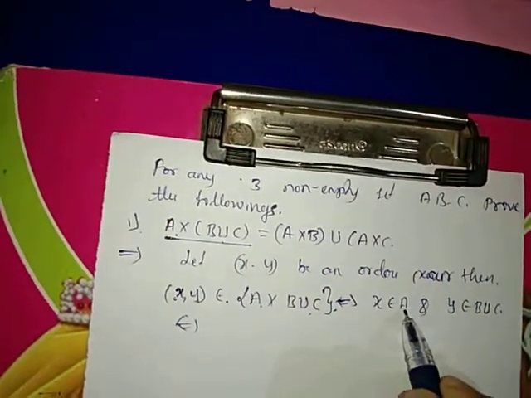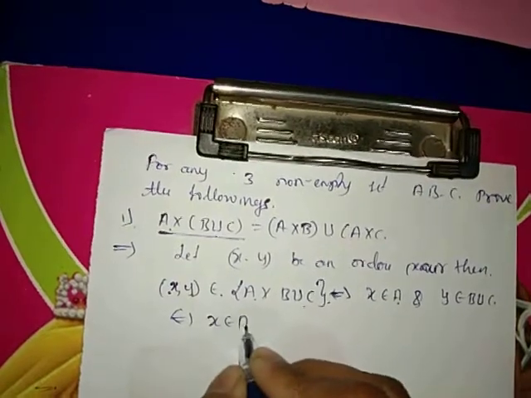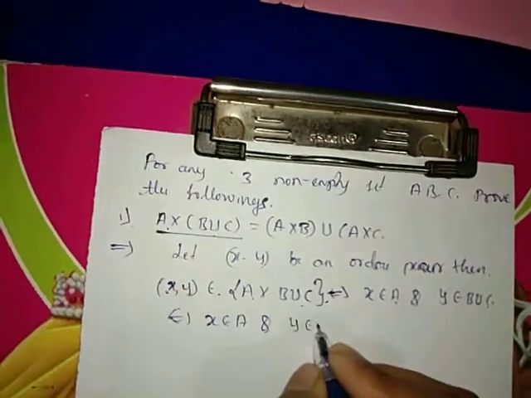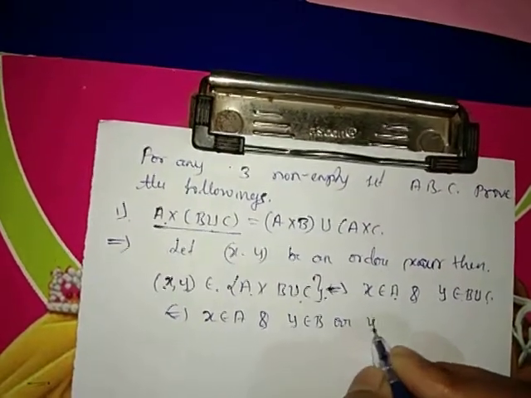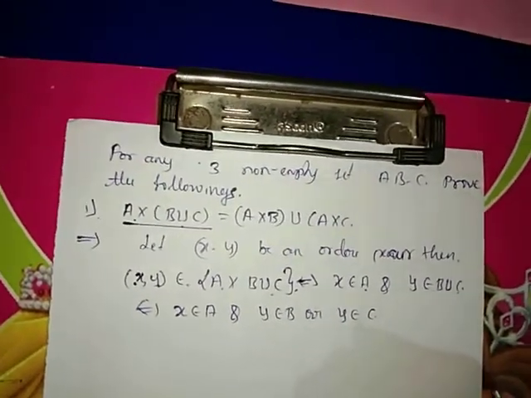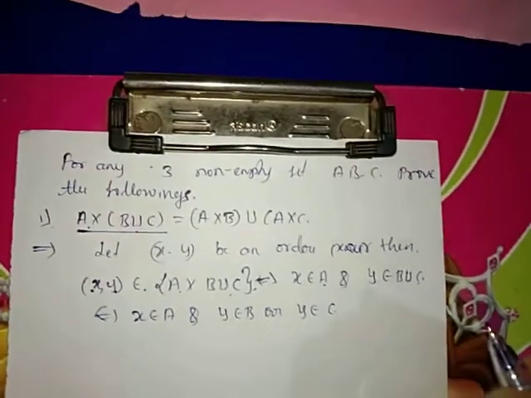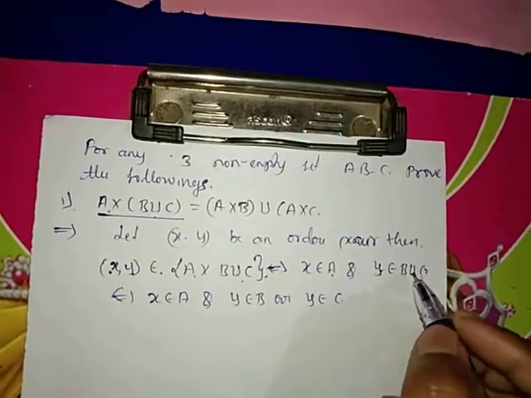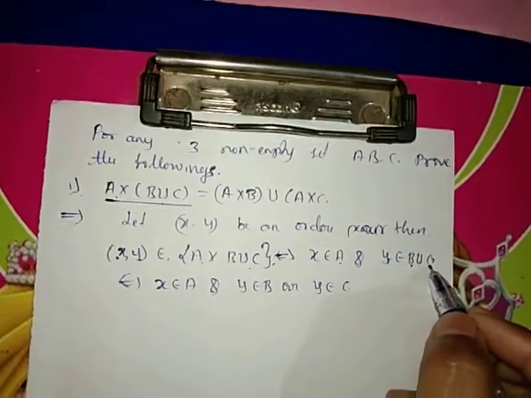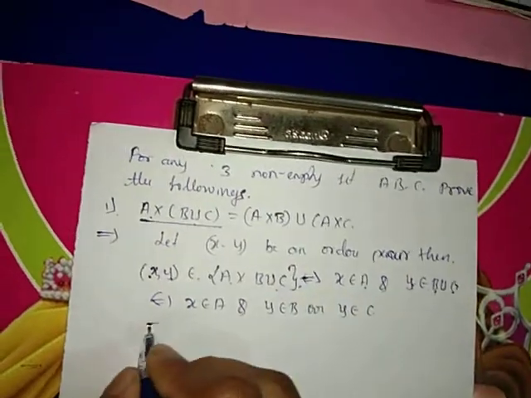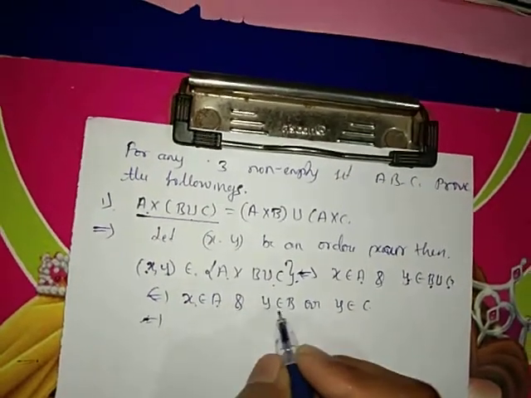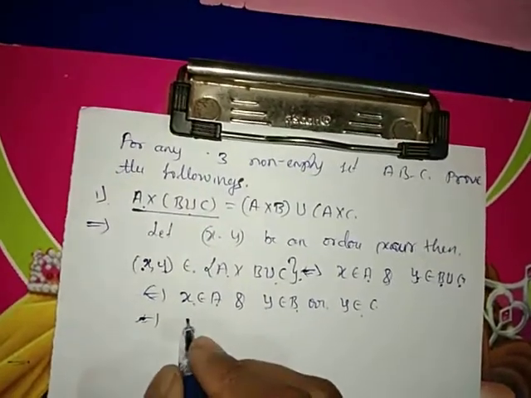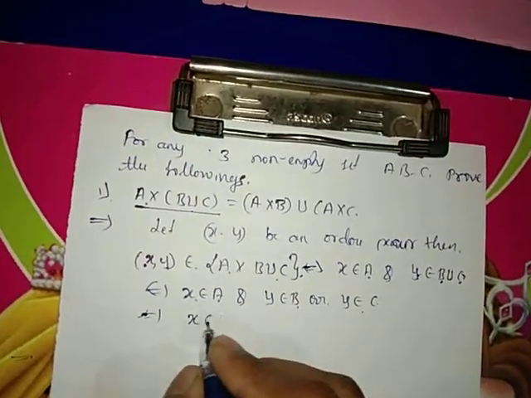If x belongs to A and y belongs to B ∪ C, it means y belongs to B or y belongs to C, according to the definitions of union and intersection. If any element belongs to either of two sets, it is present in B or in C or in both. So if x belongs to A and y belongs to B or y belongs to C, we split it into two parts.